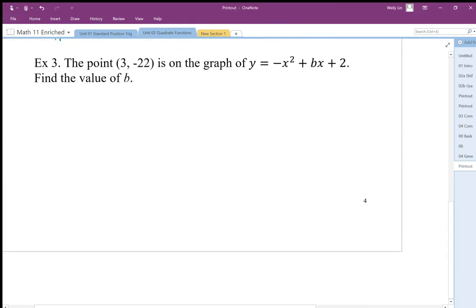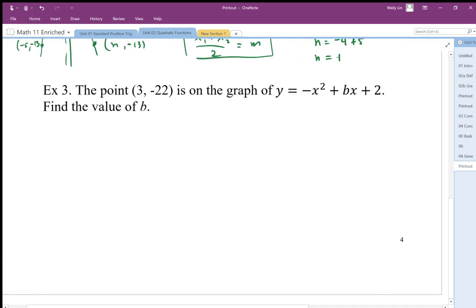The last one here, we're just finding the value of b. If I want to find the value of b, what happens if I plug in x and y? Because remember that this x and y of the function can always be plugged into the x and y of the graph. So when I plug that in, I'm going to be able to have just one variable left over.